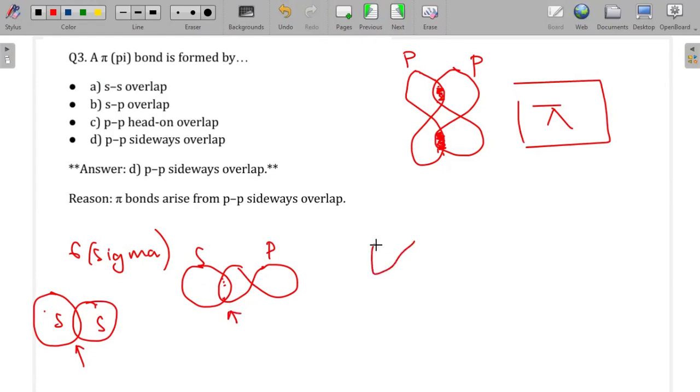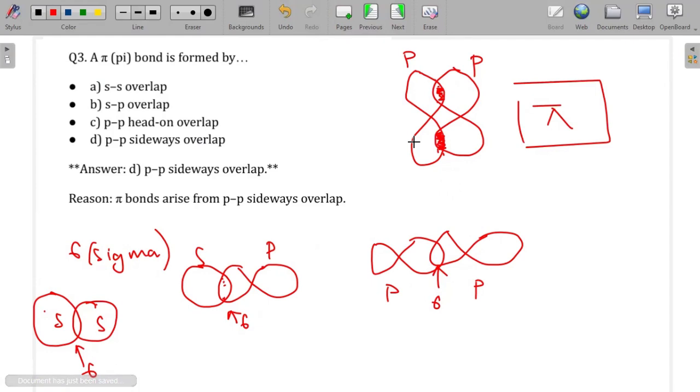Or it can be head to head overlap of 2 p orbitals. So this is p, this is p. The bond that's going to form there is also what? A sigma bond. Okay, so we can form a sigma bond in 3 different ways, but a pi bond is only formed in one way, which is the sideways overlap of 2 parallel what? P orbitals.